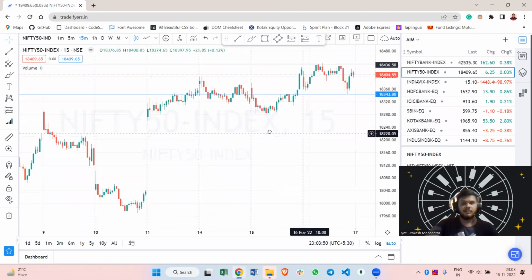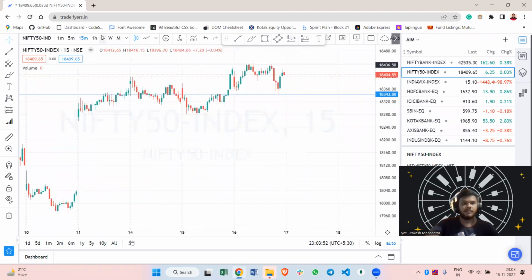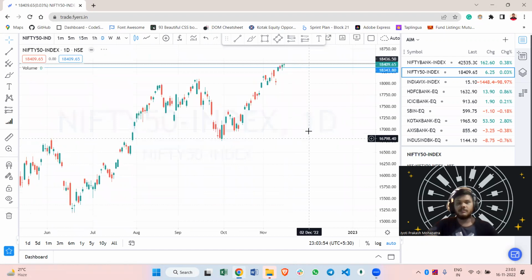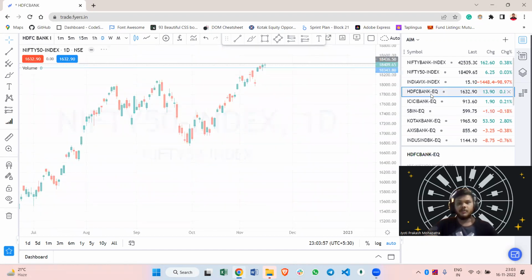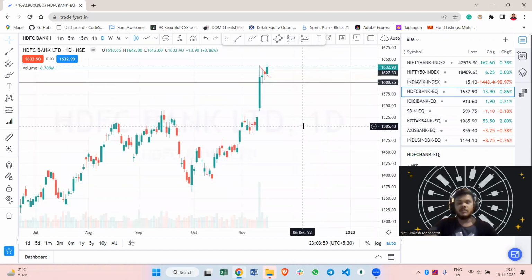And now let's look into Bank Nifty components, because Bank Nifty components are very crucial for us, because Bank Nifty components are providing movement to the Bank Nifty.